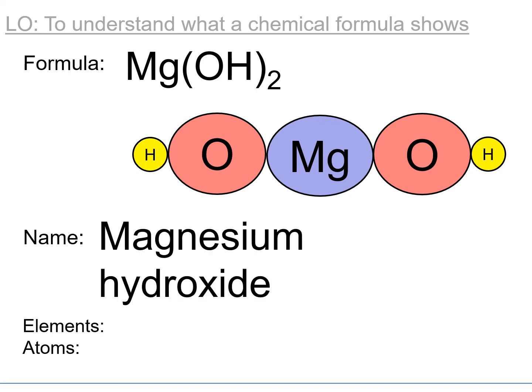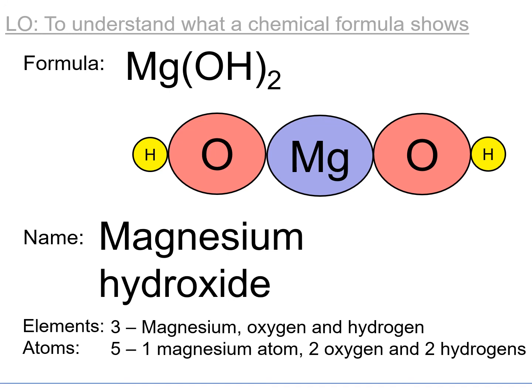That is magnesium hydroxide. The total number of elements, as we said, is 3, and the total number of atoms is 2 times oxygen and 2 times hydrogen is 4, plus magnesium 5. There's 5 atoms there. Okay, I hope you found that useful.